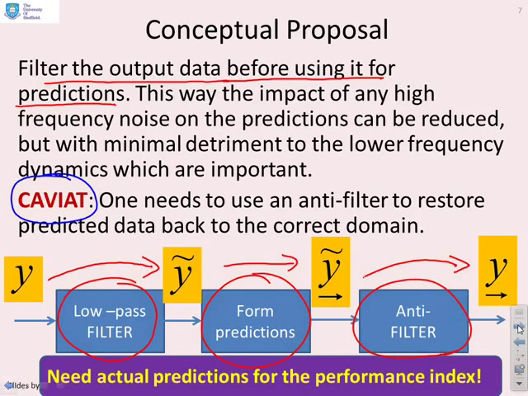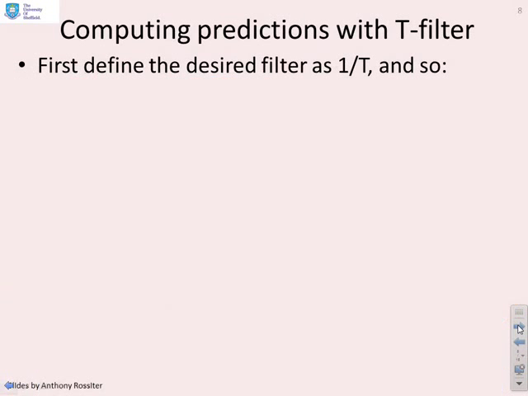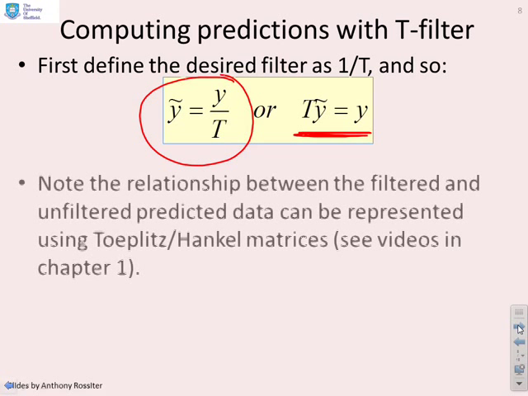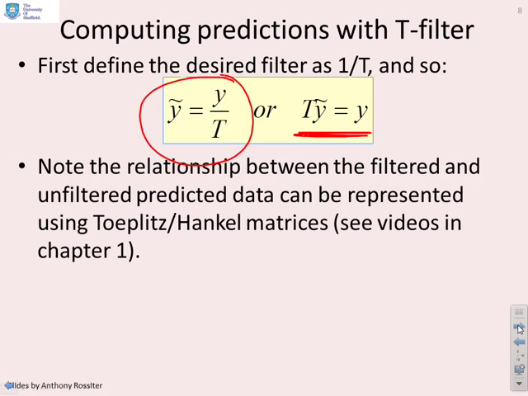Let's see how we're going to do this then. First, define a desired low-pass filter as 1 over T. So I'm going to write that my filtered variable y tilde equals y over T, but you'll probably find it's more convenient to write this way: T y tilde equals y. Now you note the relationship between the filtered and unfiltered predicted data can now be represented using the Toeplitz-Hankel matrices that we used for prediction in video 1.